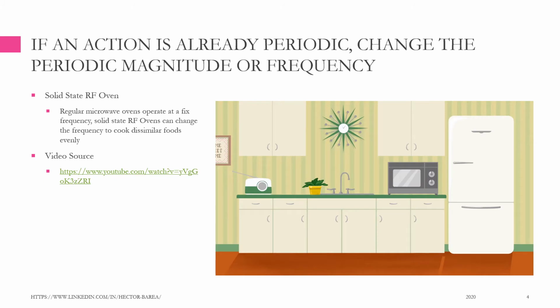If an action is already periodic, change the periodic magnitude or frequency. For example, SolidState RF Oven. Regular microwave ovens operate at a fixed frequency. SolidState RF ovens can change their frequency to cook dissimilar foods evenly.